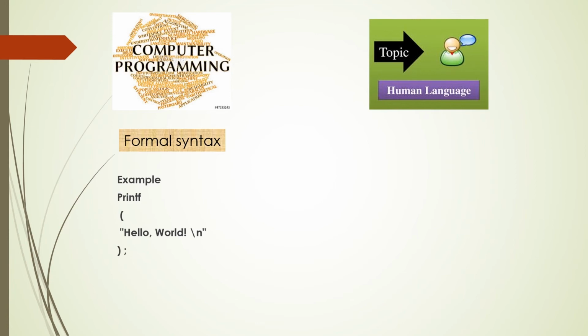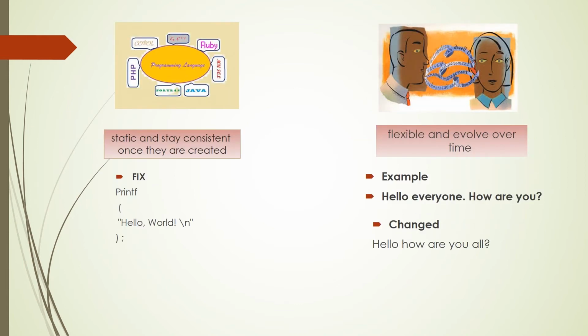Computer programming languages are made up of formal syntax. Syntax is mainly the rules governing the writing of programs in a particular language. Different programming languages have different syntax. On the other hand, human languages involve a lot of description and narration. Computer programming languages are static and stay consistent once created, whereas human languages are flexible and can evolve over time.